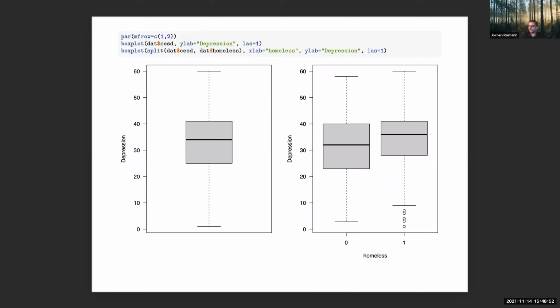And this is also seen when you look at the median. You see the median here in the box plot slightly higher than in the non-homeless box. And essentially you see that this is higher.